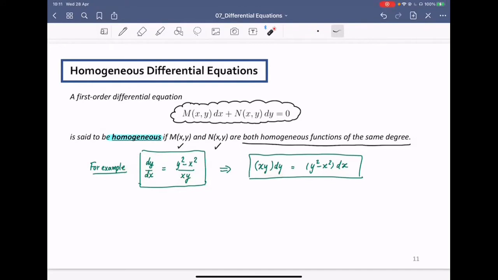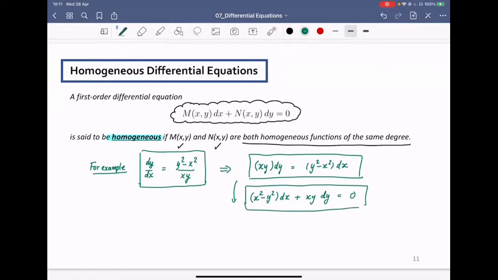Well, I simplify to that thing, and then I simplify a little bit more, so we get x square minus y square dx plus xy dy equals to 0. Well, this now is in the standard form that you have before, that I highlight in yellow here. So you can see that M(x,y) is equal to x square minus y square, and then N(x,y) is equal to x times y.